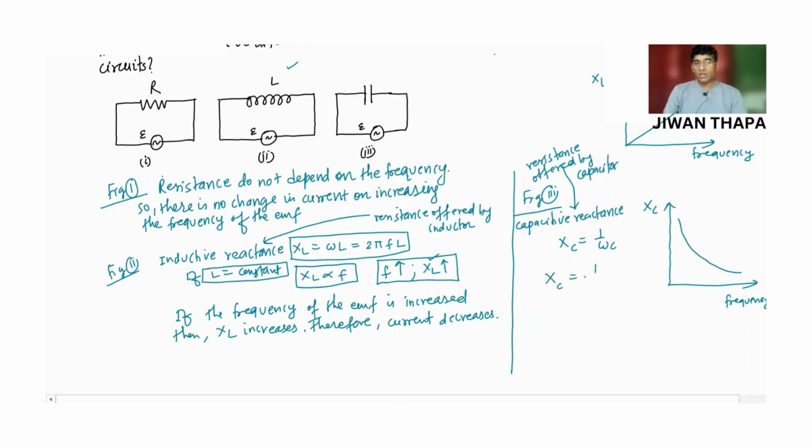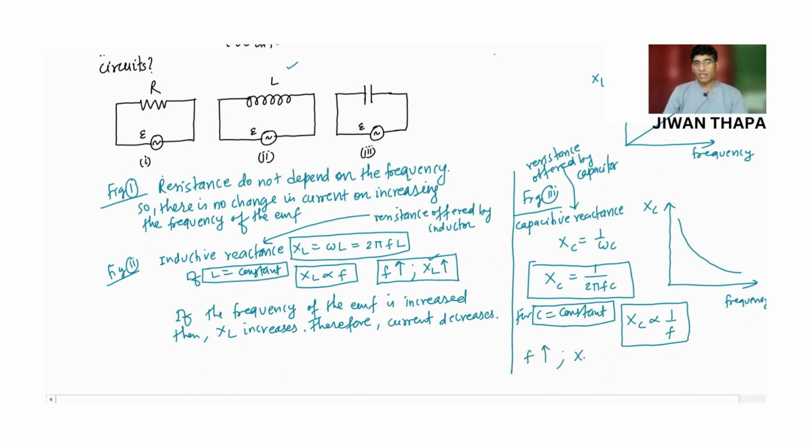XC equals 1 by 2 pi f C, and if C is constant, so I'm writing for C equals constant, what we find, XC is inversely proportional to frequency. So if frequency increases, then XC decreases. That is, if frequency is increased, then the resistance offered by capacitor decreases.